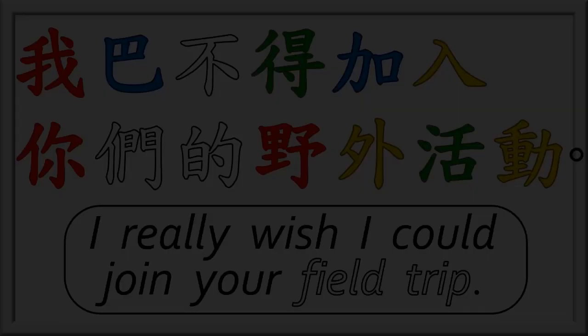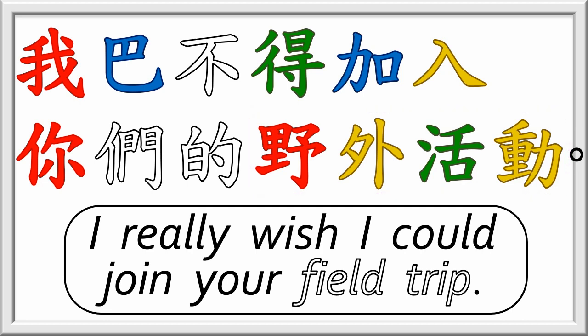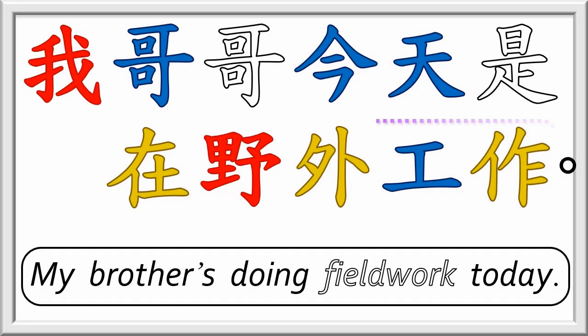野外 is the wide outdoors, with a much broader scope than 户外, outside, that we learned before. 我巴不得加入你们的野外活动. I really wish I could join your outing, your field trip. 我哥哥今天是在野外工作. My brother is doing field work today, as opposed to work in an office or a laboratory. These next 5 examples simply carry the connotation of English wild, as in not tame or not domesticated.